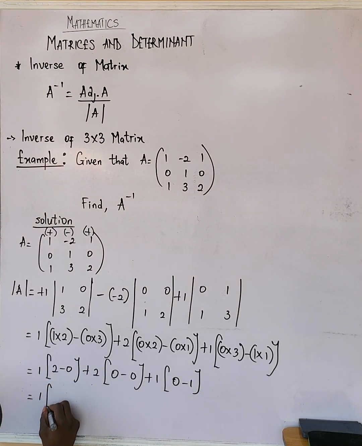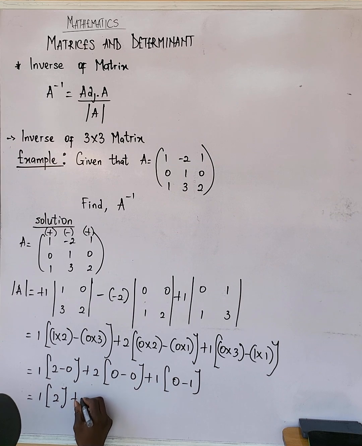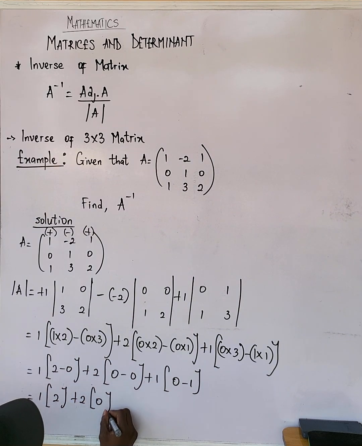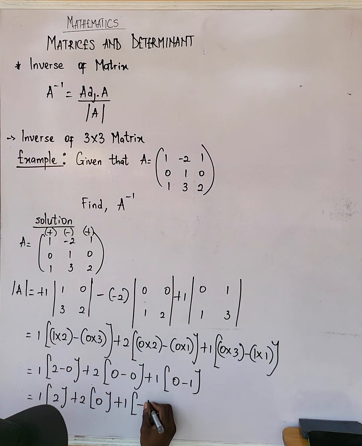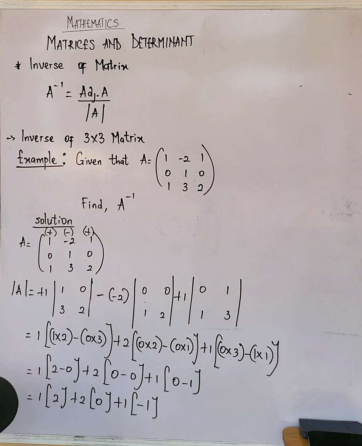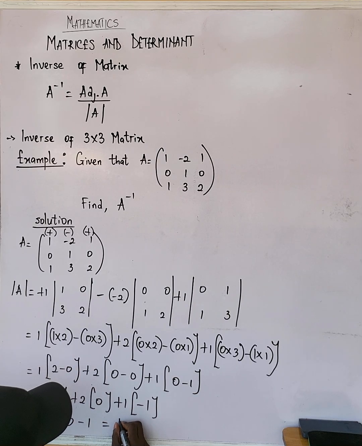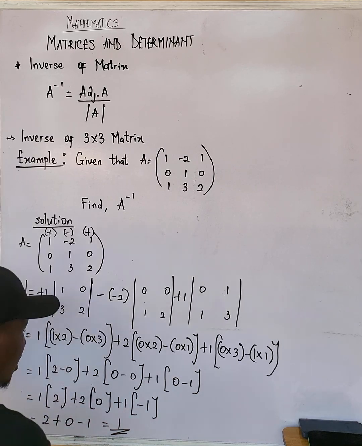Then it gives us 1 into bracket 2, then plus 2 into bracket 0, then plus 1 into bracket minus 1. So what are we going to have? 1 multiplied by 2 will give us 2. Plus 2 multiplied by 0, 0. 1 multiplied by minus 1, minus 1. So 2 plus 0 minus 1. 2 minus 1 will give us 1. And that's the final answer.